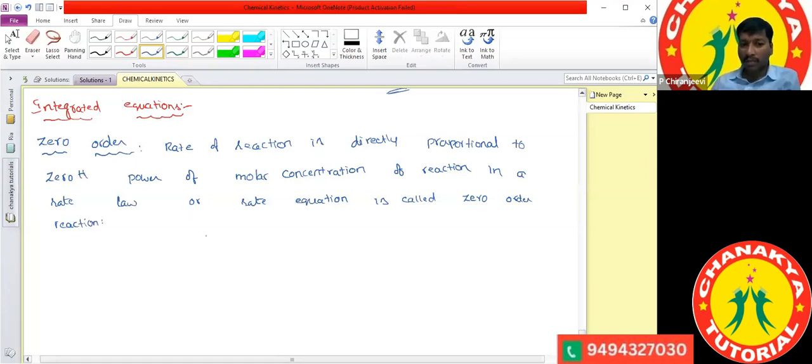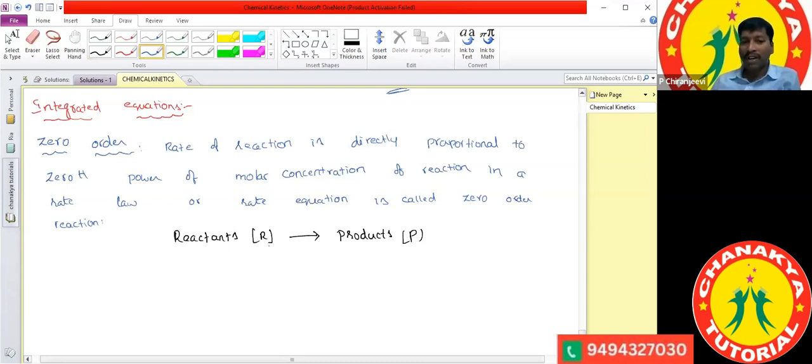Sir, how can we represent it? Here, we can write that the rate is directly proportional to... before that, I'll write a chemical equation. So how can we represent reactions generally? Reactants can be represented with a capital R, and reactants are converted into products. Products can be represented with a capital P. So this is the chemical equation.